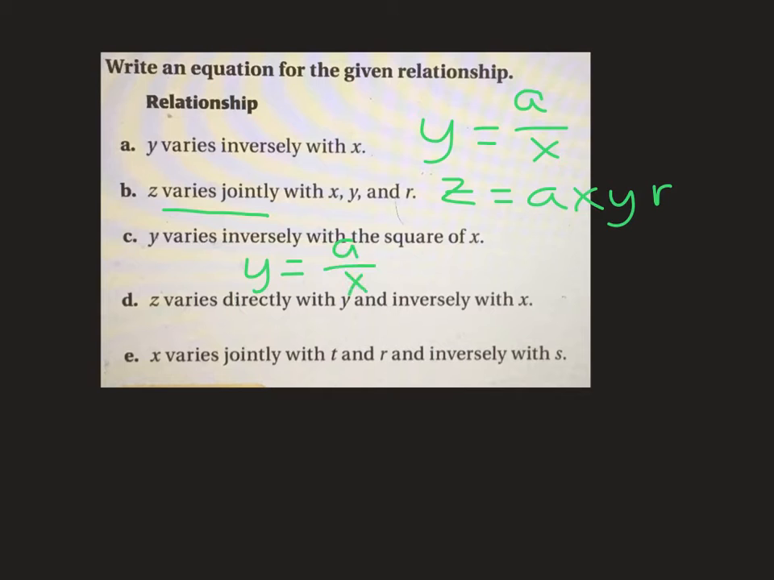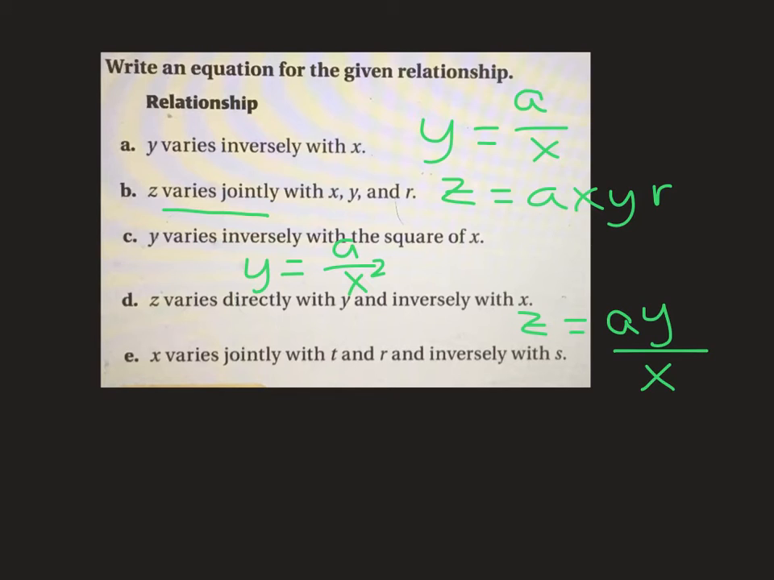With the square, that means I'm going to put x squared in my denominator. This one says z varies directly with y and inversely with x. So I'm going to put a times y. That's directly, inversely over x, which means a over x. So you can do all that at once if you want to.